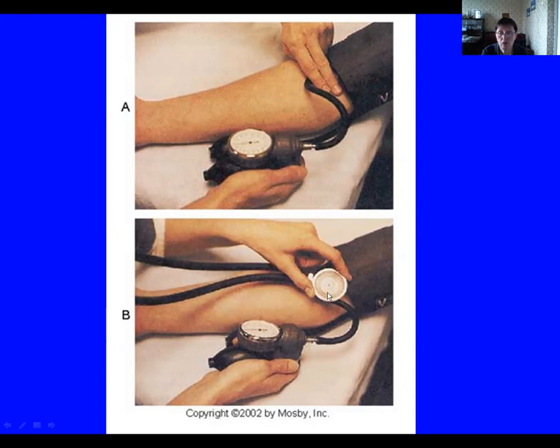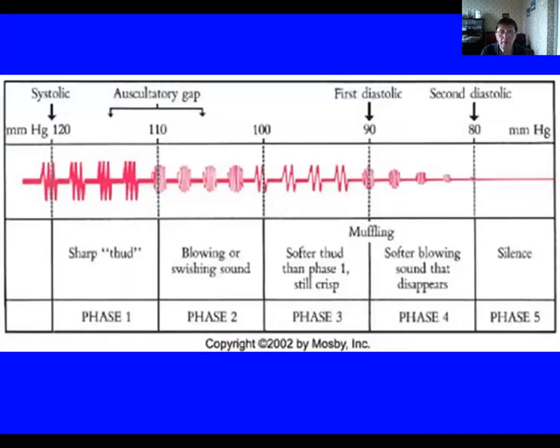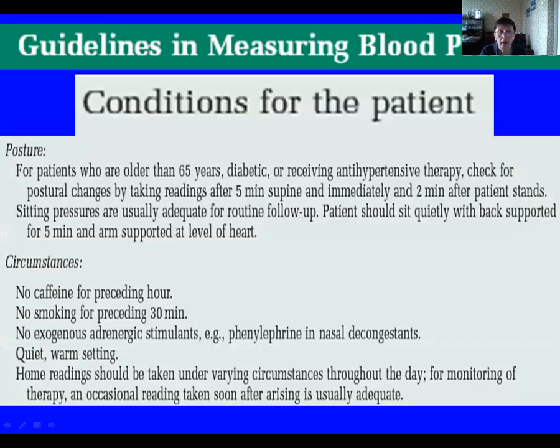but before auscultation, you should use palpation of the brachial or radial pulse to ensure that you inflate the cuff to the right level. Because if you don't use palpation, you may stop inflating at the auscultatory gap and the blood pressure may be underestimated. These are guidelines in measuring of blood pressure.